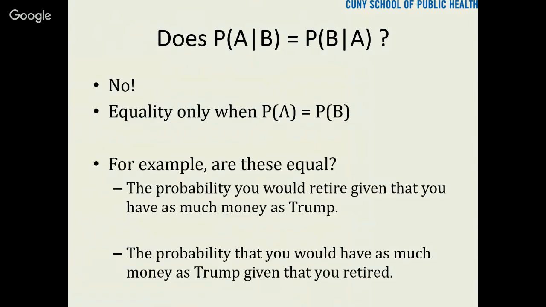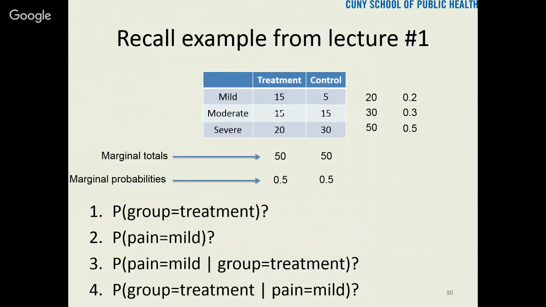For example, the probability that you would retire given that you had as much money as Trump, is that the same thing as the probability you would have as much money as Trump given that you've retired? No. They're just different things. They would only be equal if the probability of you retiring is equal to the probability of you having as much money as Trump, which doesn't make any sense.